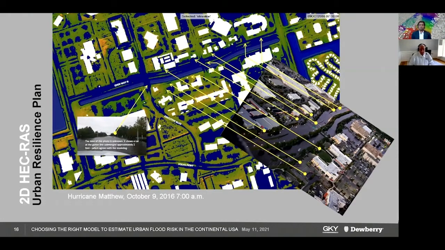And you can see an aerial photograph that was taken at 7 a.m. on the morning after Hurricane Matthew blew through. And we were able to, on October 9th, if you look in the upper right of your slide, 2016, calibrate the model to come up with really surprising to me, matches between what was seen in the photograph and what HEC-RAS could do.